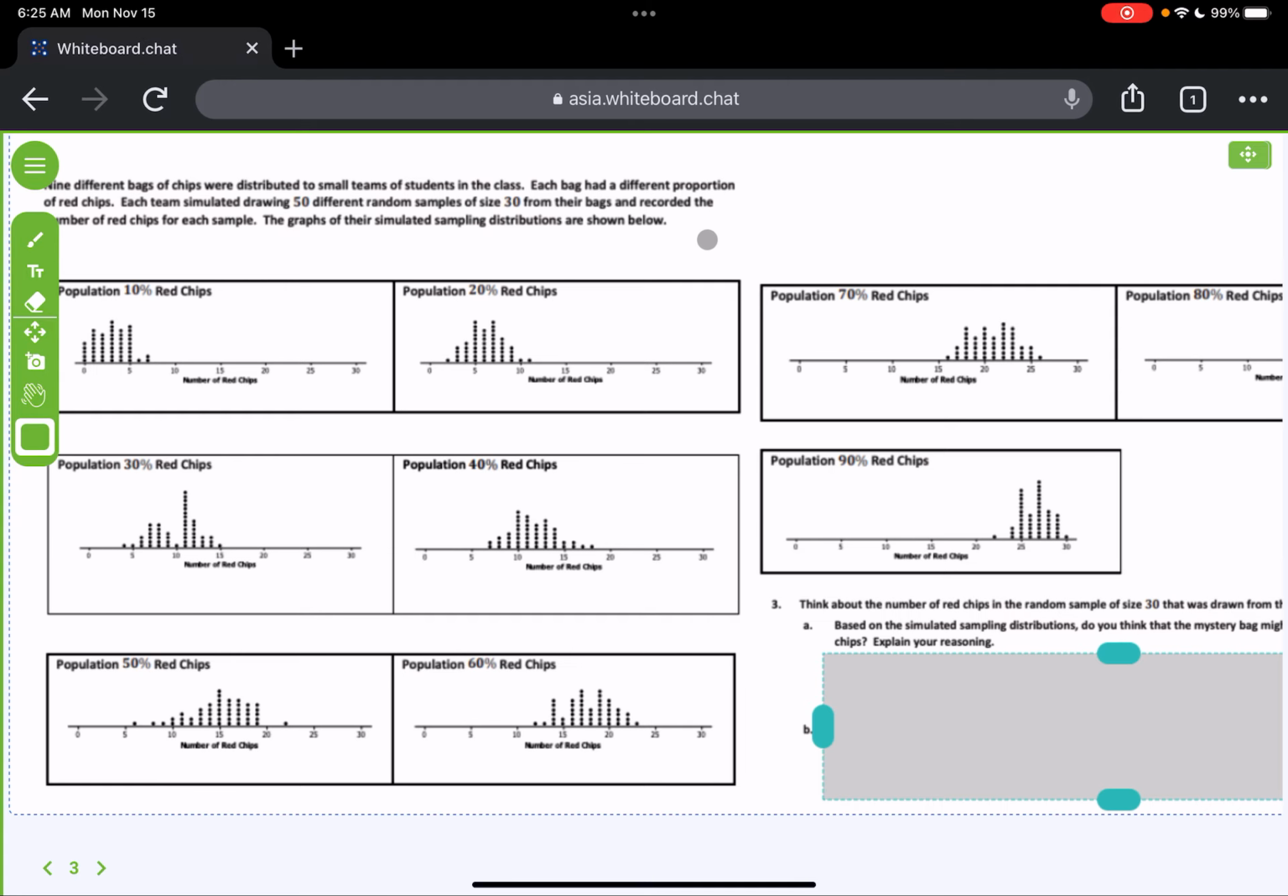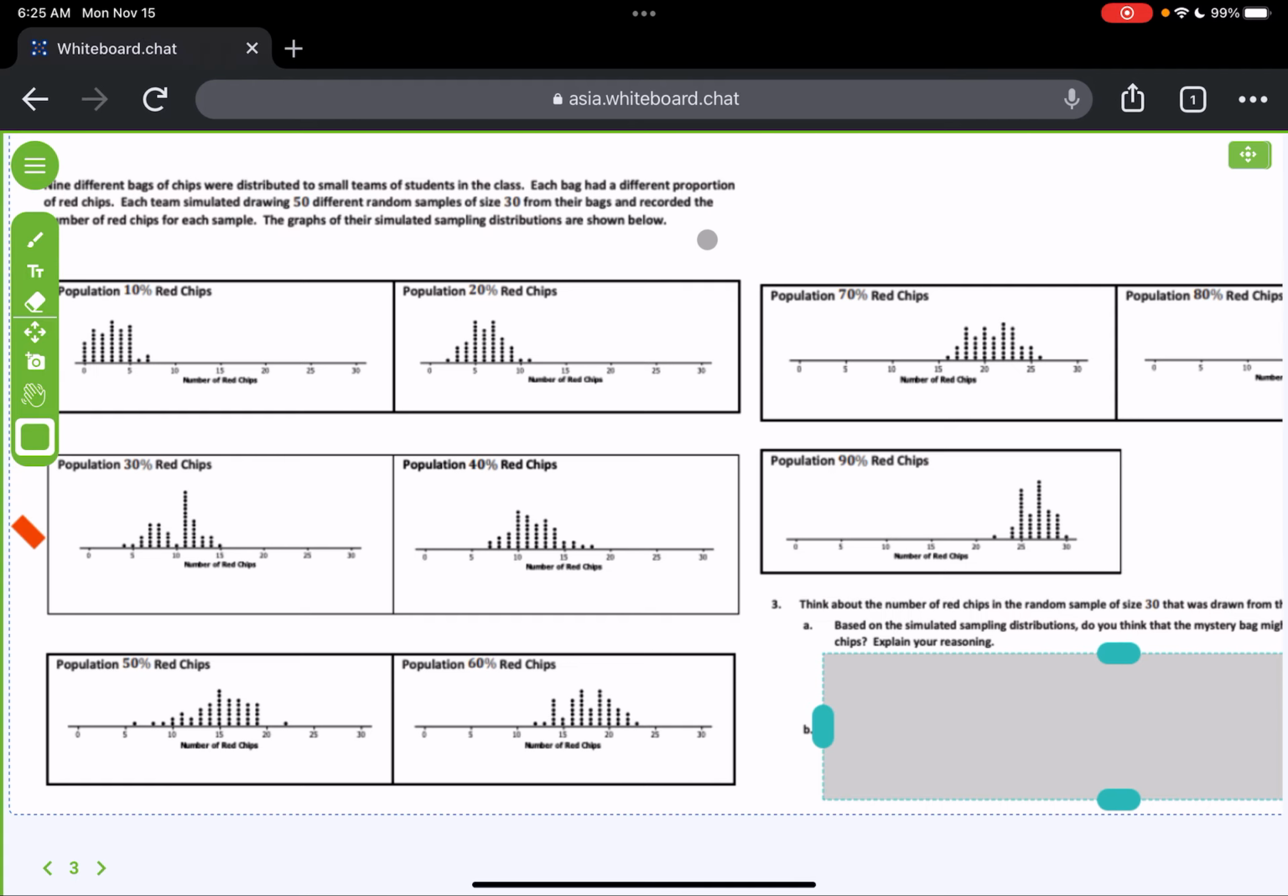So here are the results. This shows that there's only 10% of red chips, and it's very low down here. Okay. And it should be because there's only 10% of red chips. Well, what's 10% of 30? Well, there should be only 3 red chips in there. Now, 10% of 30 would be 3 red chips.